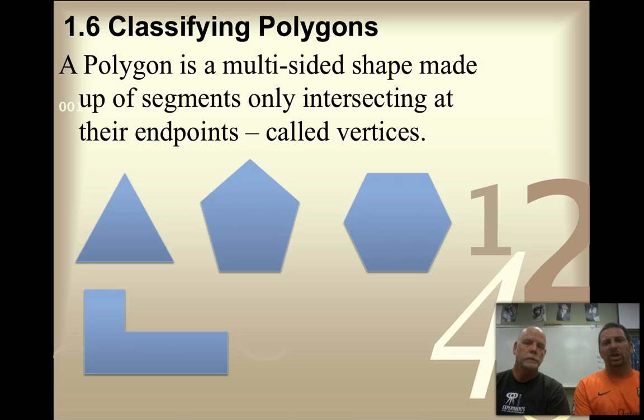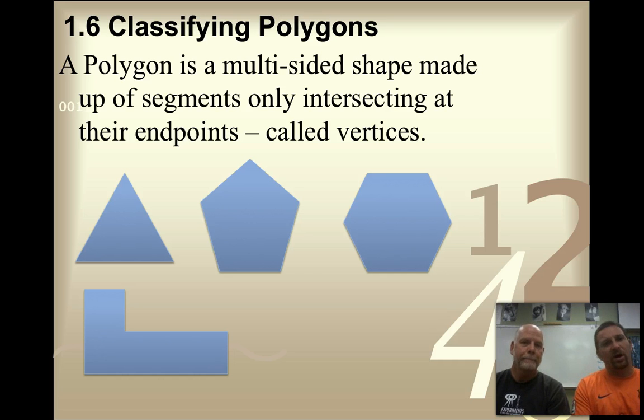So we're talking about polygons. It's kind of an introductory lesson to polygons. We'll get more into this as the year goes on, but just a quick look. Since we were talking about angles and segments, it's what happens when you put multiple angles and segments together. Well, we start to get polygons.